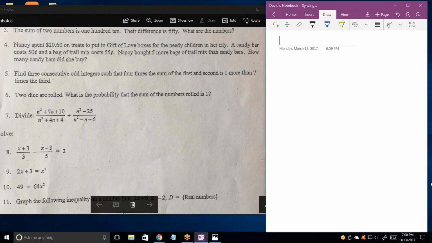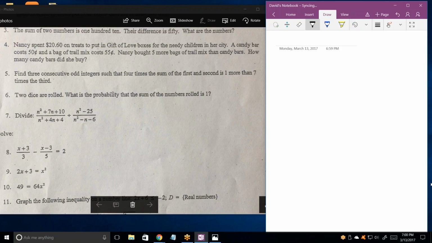There are 2 kinds of things that Nancy bought. She bought candy bars and she bought trail mixes. They want to know how many candy bars she bought. Tell me what my variables should be.